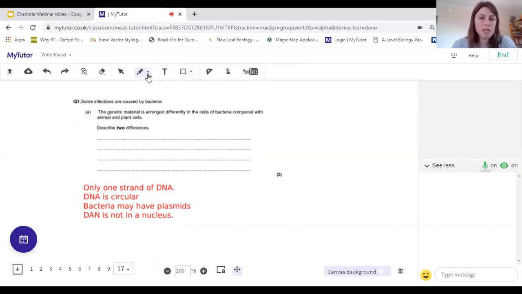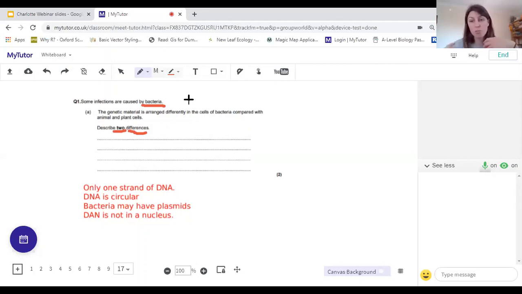Okay. Some infections are caused by bacteria. We learned that today as well. The genetic material is arranged differently in the cells of bacteria compared with animal and plant cells. Describe 2 differences. So I thought this was a really good question because a lot of what we've learned today has been quite specific to diseases, but thinking about these microorganisms themselves, we need to think about the differences between them. Bacteria are prokaryotic, and one of the first things that we cover in cell biology at GCSE is the difference between eukaryotic and prokaryotic cells. So this should be familiar.